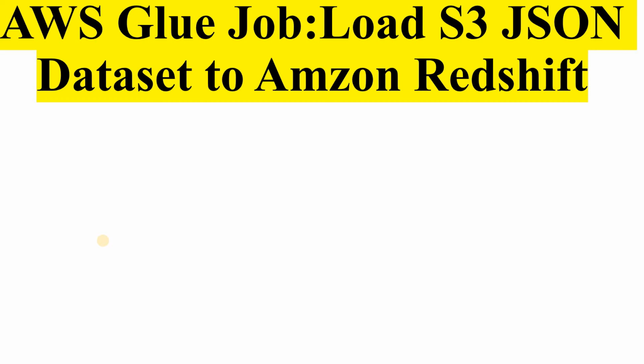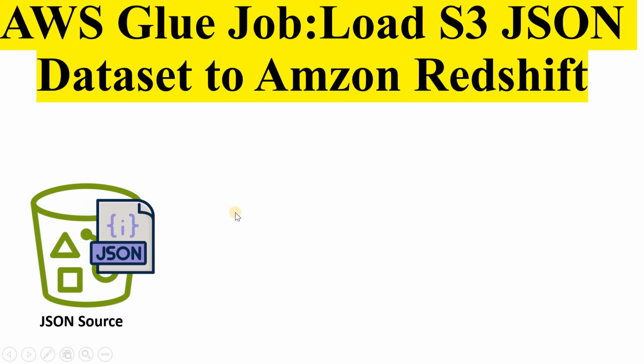Now here we're going to use an AWS Glue job as a pipeline, which migrates the data from the Amazon S3 bucket, that is the JSON file data set, to the Amazon Redshift cluster. So that's the main aim of this one. So in this one, how do I set up the solution?